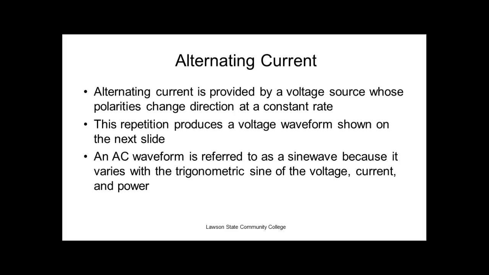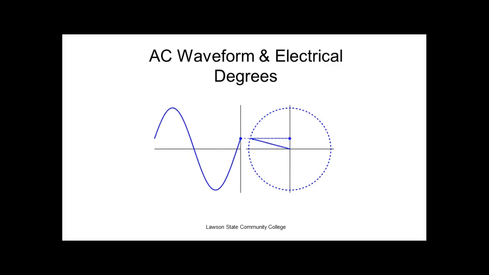So this repetition produces a waveform shown on the next slide, but we've already looked at it, right? An AC waveform is referred to as a sine wave because its amplitude varies with the trigonometric sine of the voltage and the current and the power. We'll look at that in a second. So we generate AC on a circle.